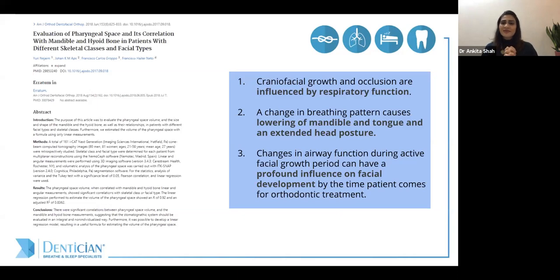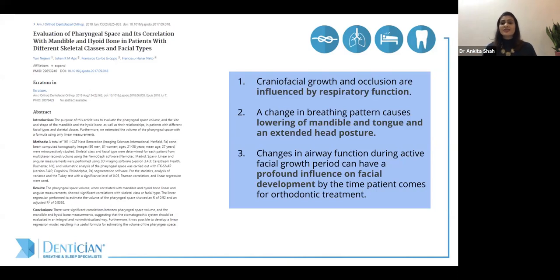So what this paper is stating is, why can't we consider the entire somatognathic system as one unit rather than treating them individually? If we are looking at only the airway, we are not looking at the jaws. If we are looking at only the jaws, we are not looking at the airway. Rather, why can't we look at both together? They also found that craniofacial growth was highly influenced by respiratory function.